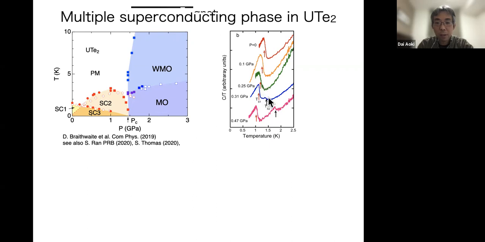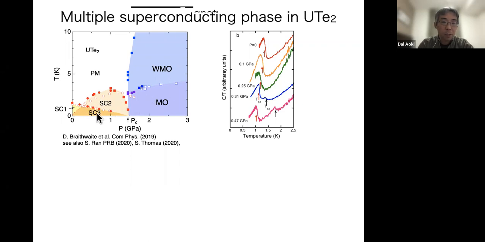And further increasing the pressure, you can see the evolution of the double transition. Finally, superconductivity is suppressed at 1.5 GPa, and magnetic order appears. We call these magnetic order, MO, and weak magnetic order, WMO. We think the magnetic order is most likely antiferromagnetic order, and the weak magnetic order is probably due to short range order, but we don't know yet.